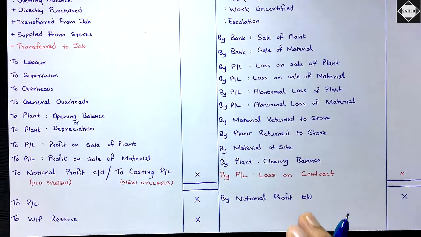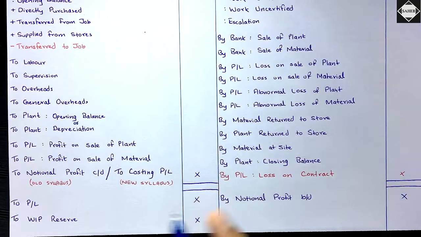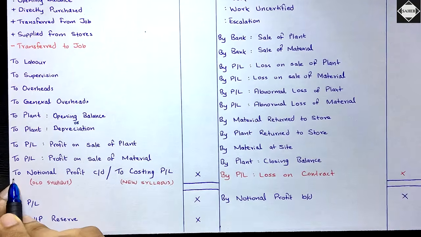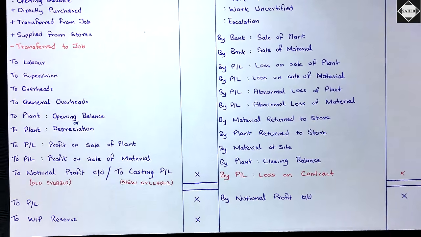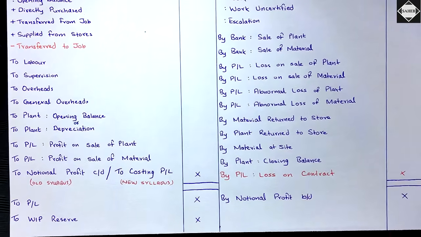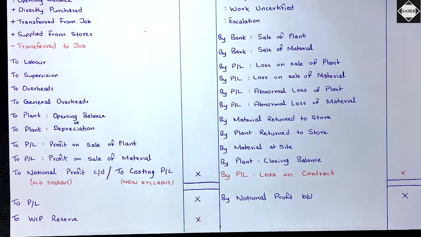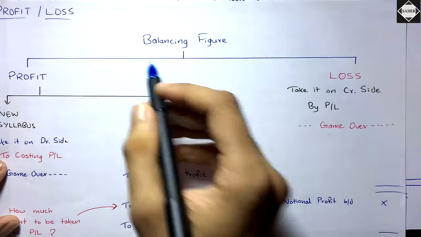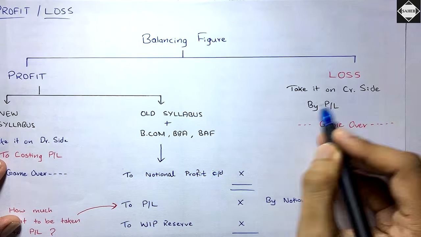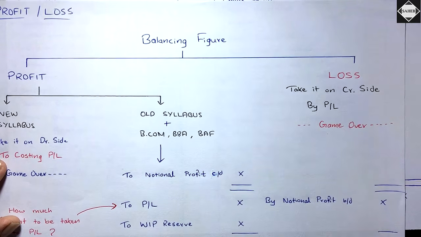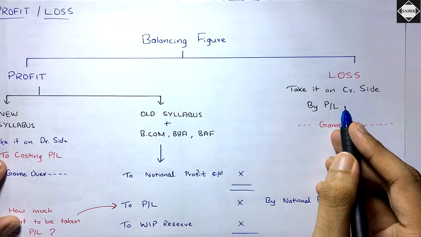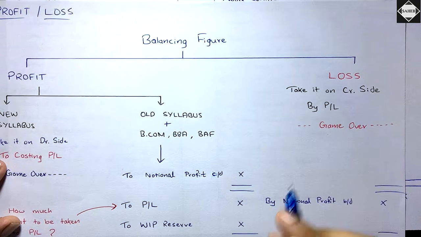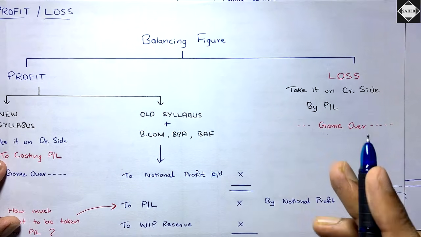So for CA Inter students, if you get a profit, you can directly take it to costing profit and loss. Game over. Simple as that. Let me just show you the chart over here. See here, the balancing figure, regarding profit or loss. If there is a loss, you have to take it on the credit side to costing profit and loss. Game over. This is for both of them, for the new as well as the old syllabus, for the BCOM, old syllabus, IPCC students, CA Inter students.